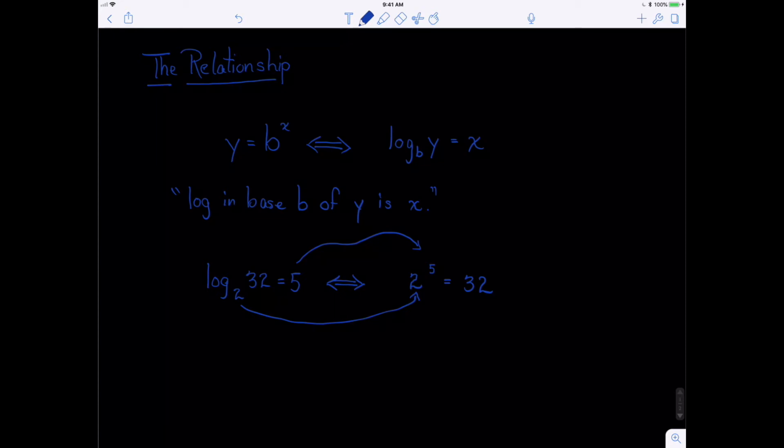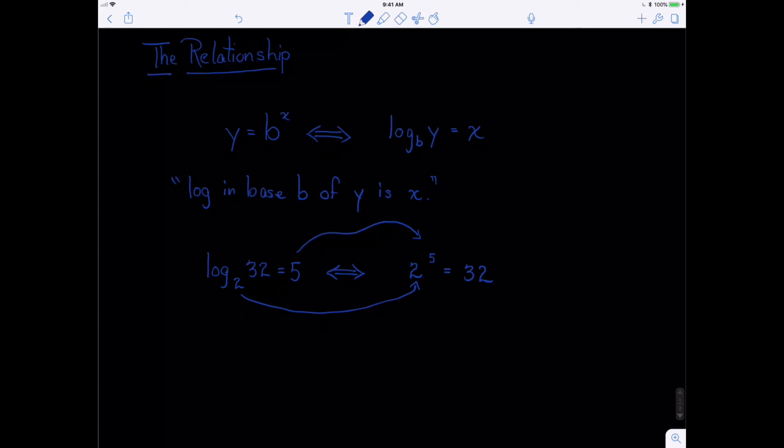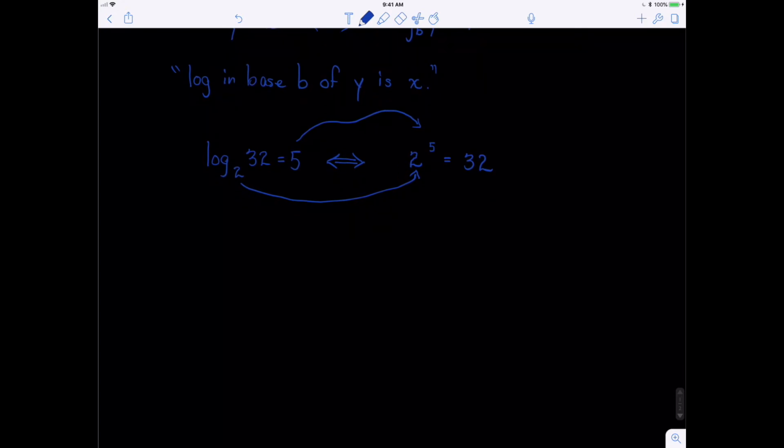Now, let's try another one. How about this? The log of 0.001 equals -3. So we're going to take the logarithmic function and write it in its equivalent exponential function form. Now, this is a sneaky one. It's not hard, you just have to get used to it, and that comes with practice.